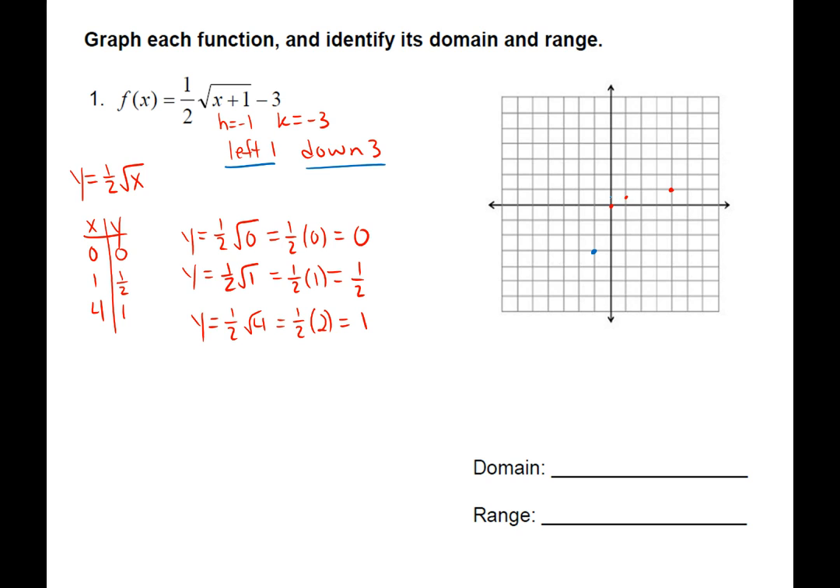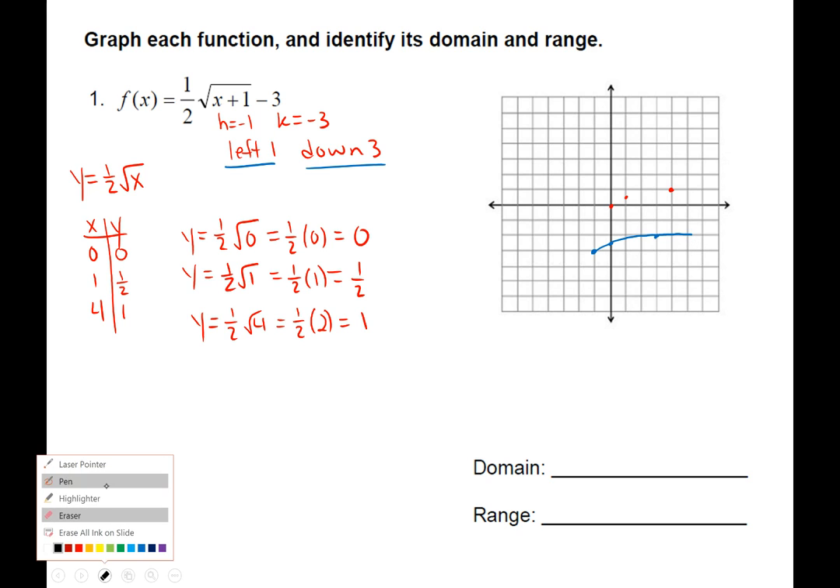So left 1, careful on the down 3. That's 1, 2, 3. You're still at a halfway point there. And left 1, down 3. And here's where we connect those points going to the right. And that gives us our graph.